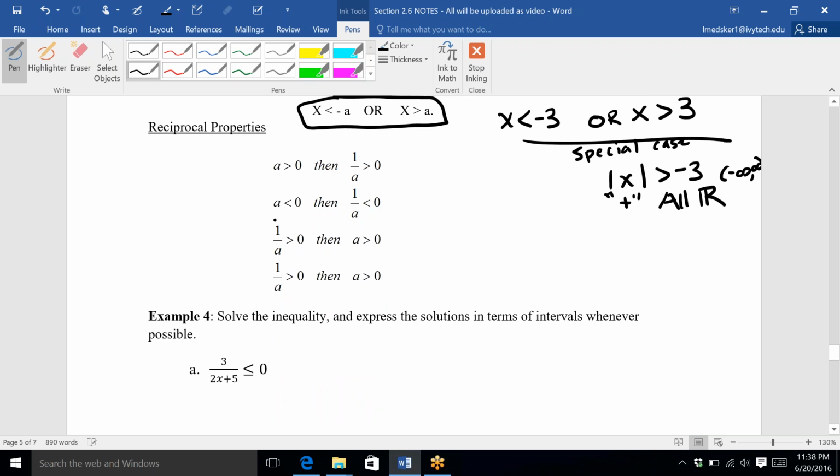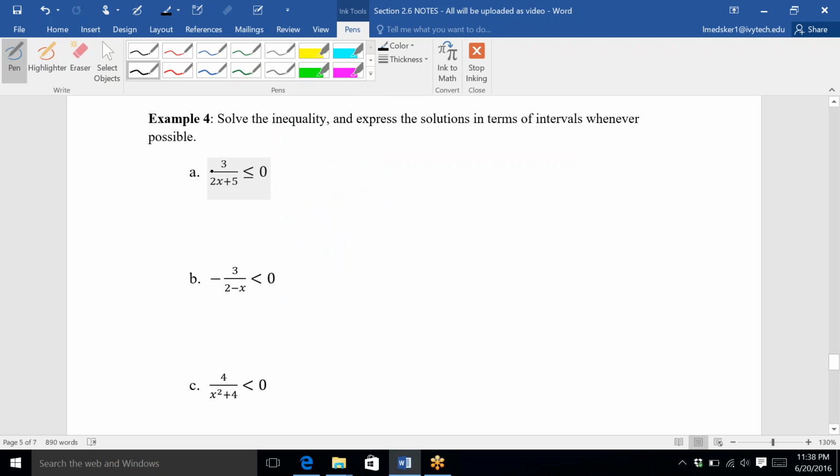These are reciprocal properties. I believe this one got typed twice though. This should say less than and less than, so just change those. This says if a is positive and there's a positive number on top of a fraction, then the a in the bottom would still keep this whole fraction positive. If a is negative and you have a positive over a, then a is still going to make the whole fraction negative. So that's just a rule that says you can use signs to help you determine how to solve some things. And I'm going to use that in the next examples.